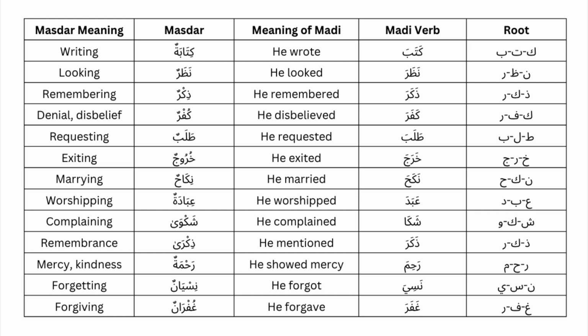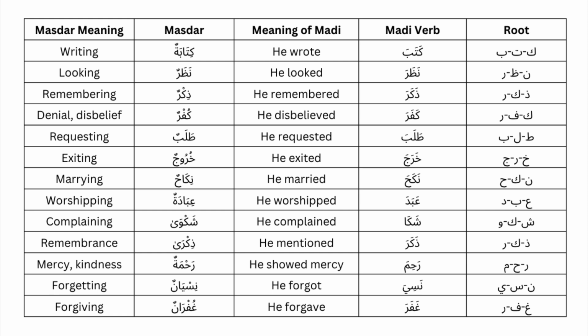Now let us go through a few rows to understand the pattern. Look at the first row. We have the root kaf, ta, ba, the verb kataba, meaning he wrote, and the masdar kitaba, meaning writing. So here, the action, write, becomes the idea, writing. Now look at the next row. The root noon, zay, ra, the verb nazara, meaning he looked, and the masdar nazara, meaning looking. Again, the action is converted into an idea.